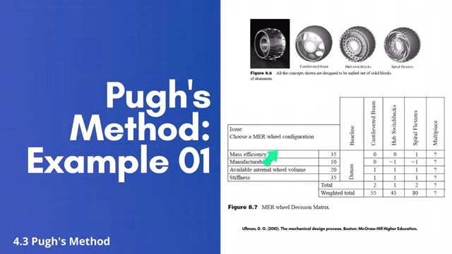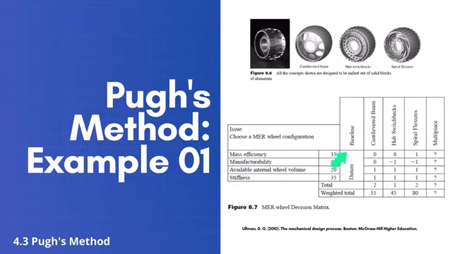Third is the criteria that we want to use to compare the concepts to the baseline. So here we have 4 examples of criteria. The first one is mass efficiency. The second one is manufacturability. Third, available internal wheel volume, and then the stiffness.